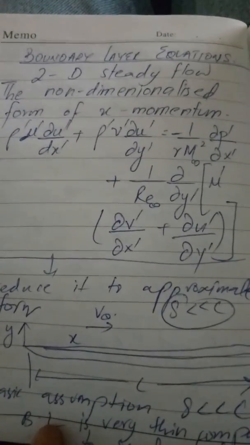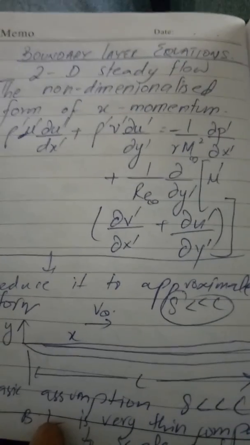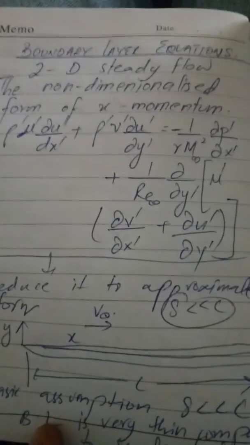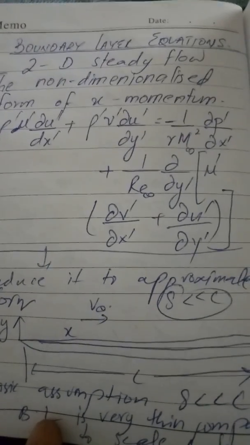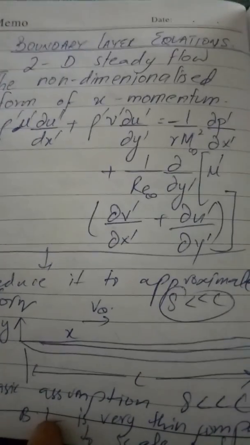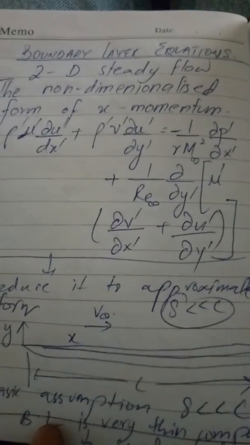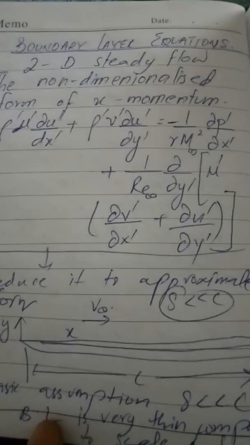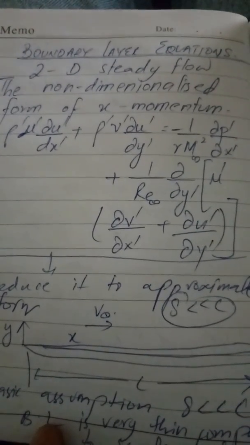You have to see that we are going to cover about four equations. One is continuity, another is X momentum, another is Y momentum, and the last equation is energy. So these equations will form the basis of the boundary layer equations, and the whole concept of a boundary layer will revolve around these four equations.